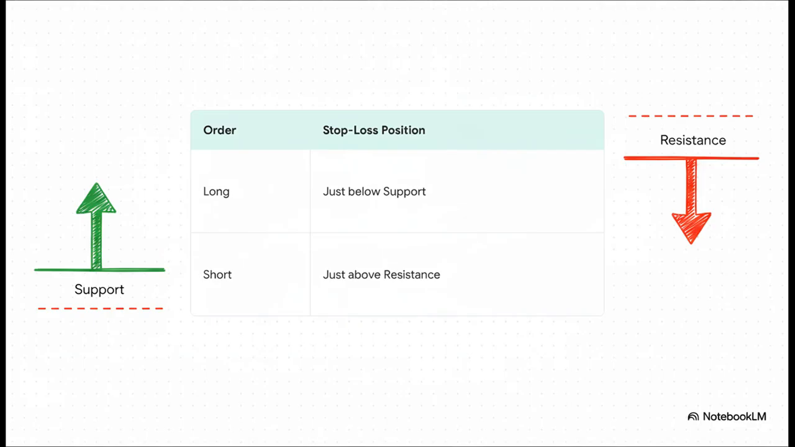Let's just boil this all down. For a long position, your stop goes just below support, the floor. For a short position, it goes just above resistance, the ceiling. It's a simple, symmetrical, and really easy system to remember.